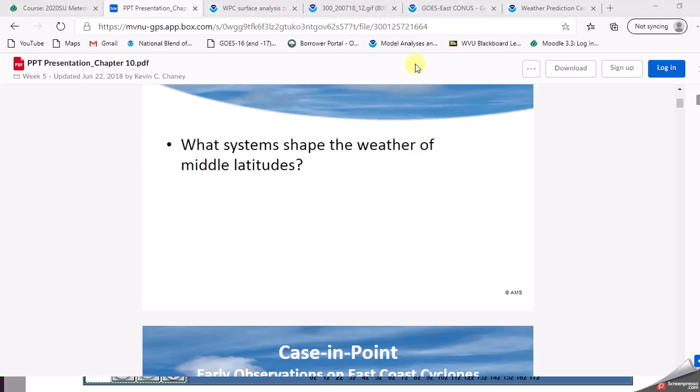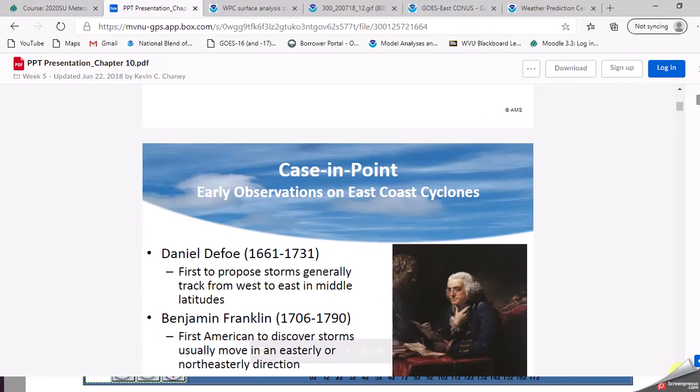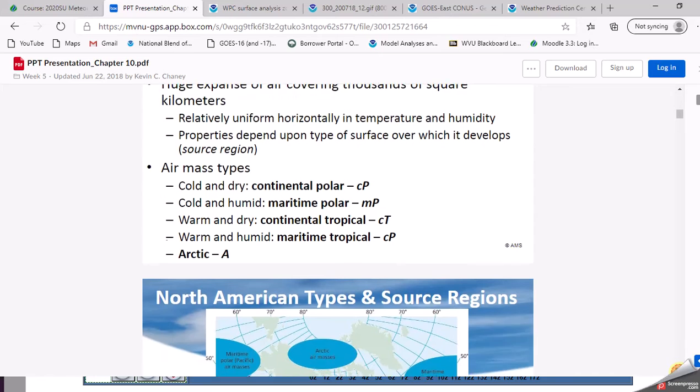Okay, now we're going to get into the weather that we actually live with, the mid latitudes. So this section is going to focus on what systems impact us in the mid latitudes. We've talked about the global weather. We're between 60 degrees north and 30 degrees, so we don't have fairly constant high pressures or fairly constant low pressures. We have a mixture. So we're going to start off talking about air masses.